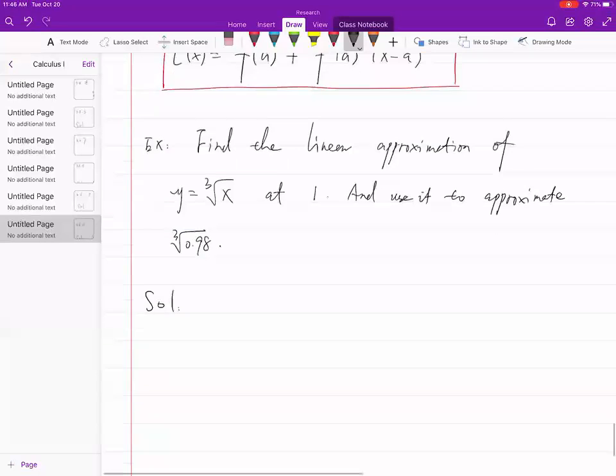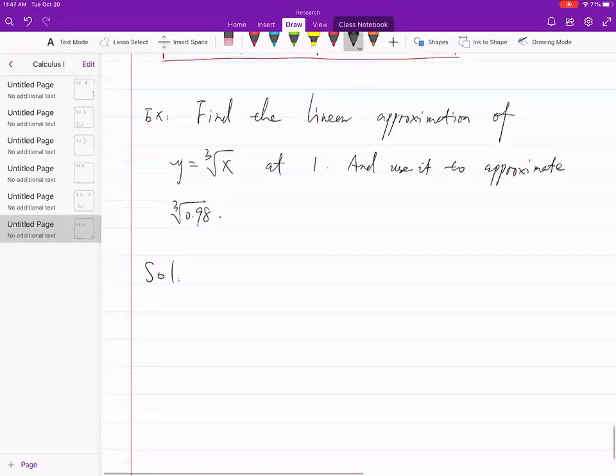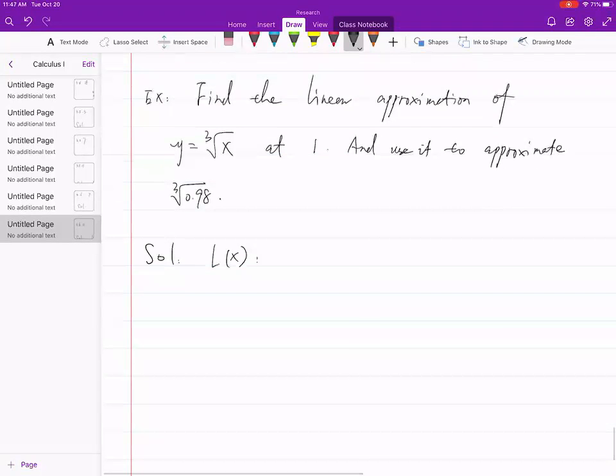All right. Before you do it, you know this is going to work well because 0.98 is so close to 1. So we're going to have a nice approximation. Number 1, find L(x). You need f(a), which is just 1. You need f'(a), which you need to calculate f'(x) first. And then you want to plug in 1.